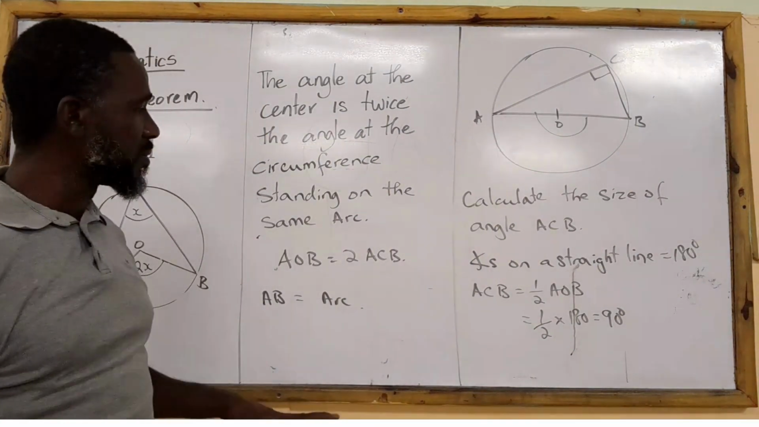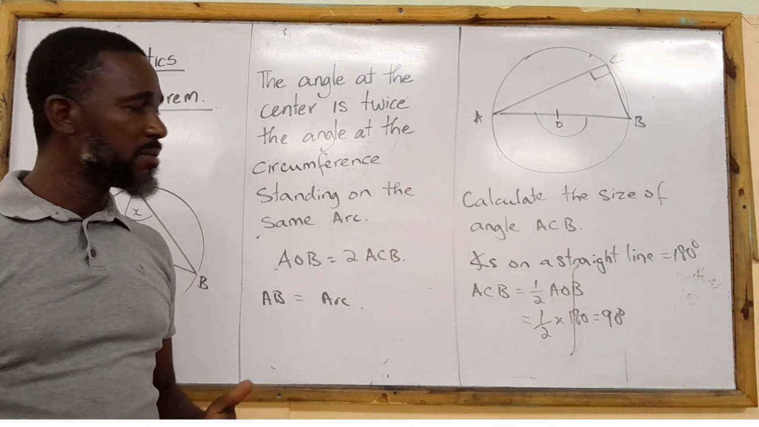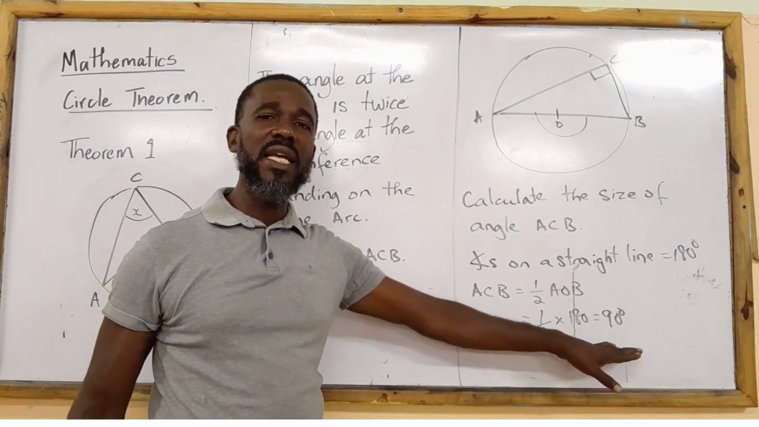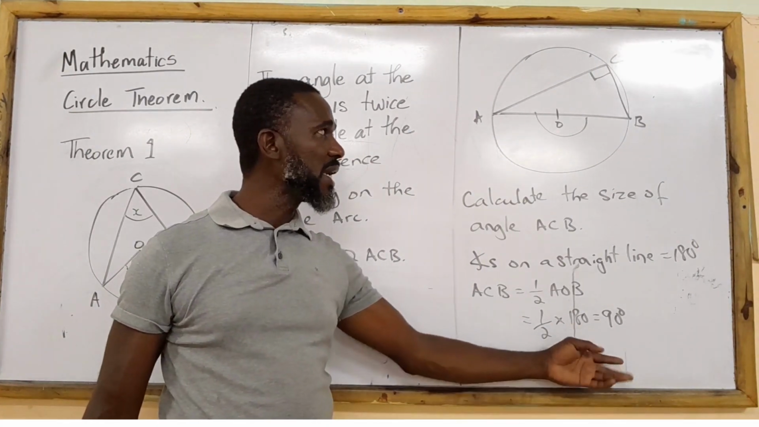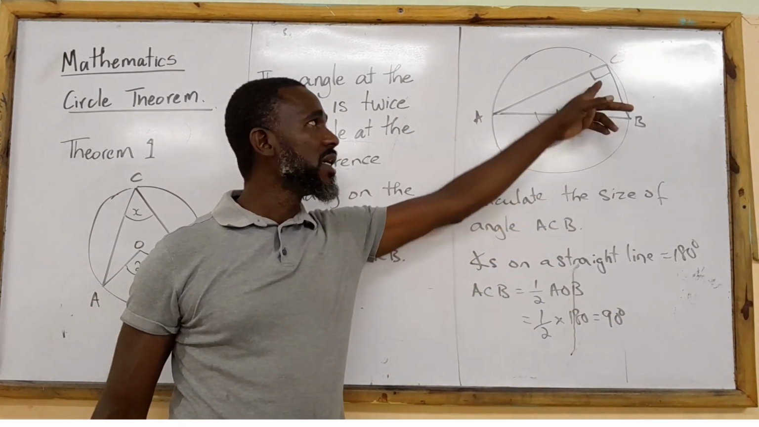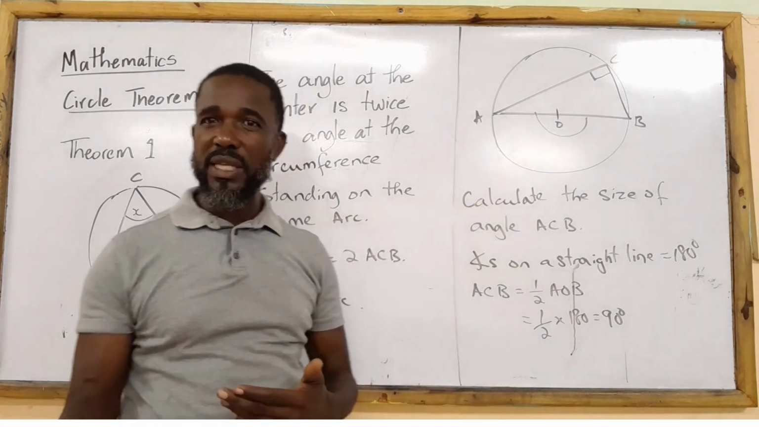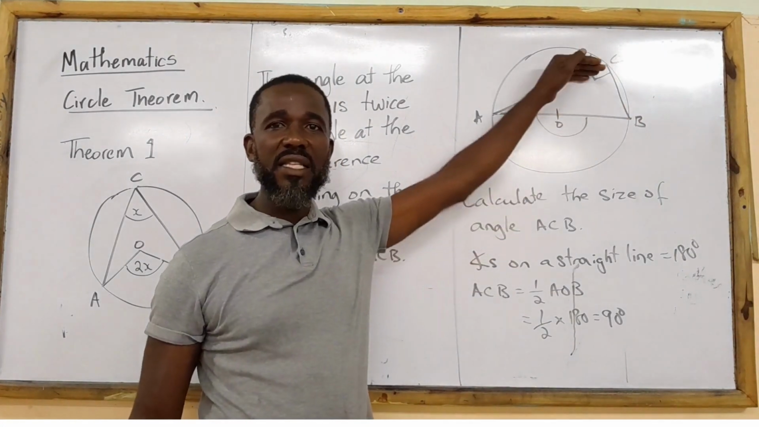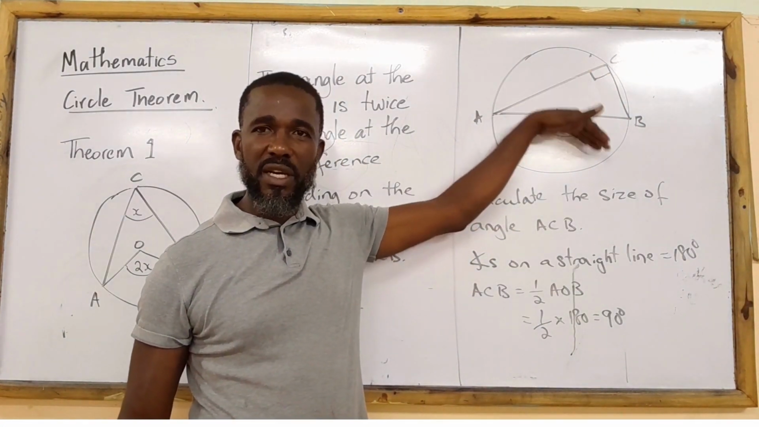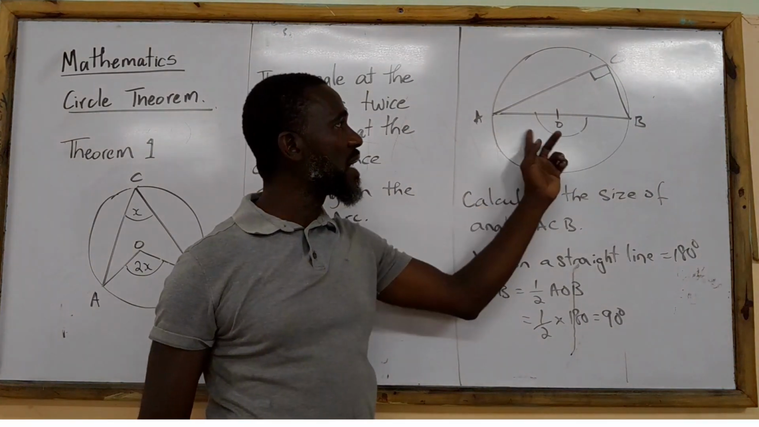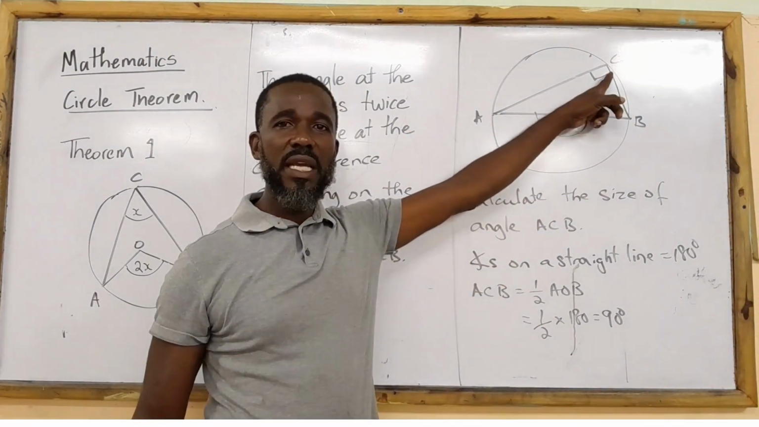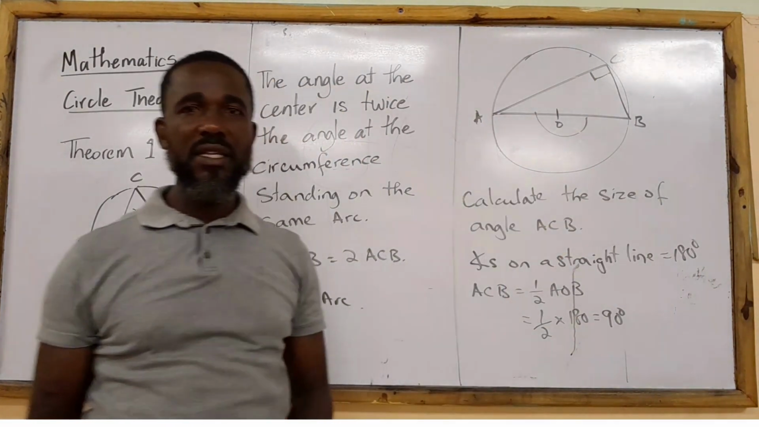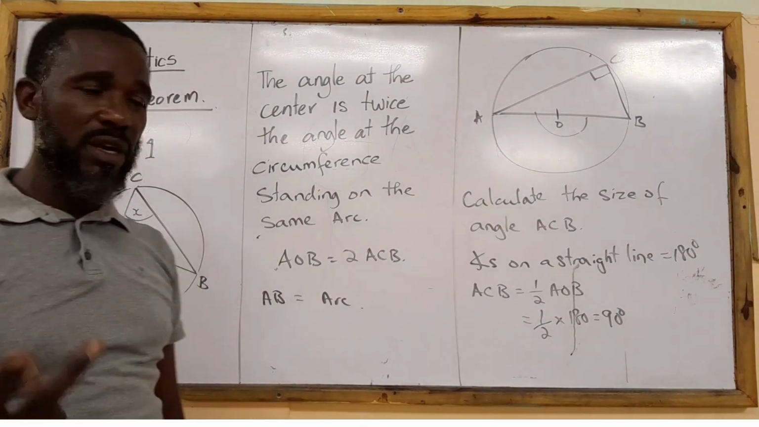However, this theorem could also be stated in a different way, which would say that the angle in a semicircle is equal to 90 degrees. How do we know it is a semicircle? Because this line, which is a diameter, divides the circle into two semicircles. And therefore, we are saying that the angle in a semicircle is equal to 90 degrees. Basically that. So here we have looked at two theorems.